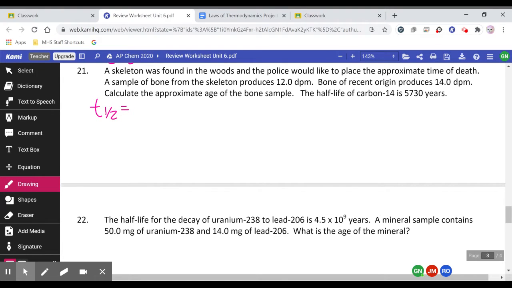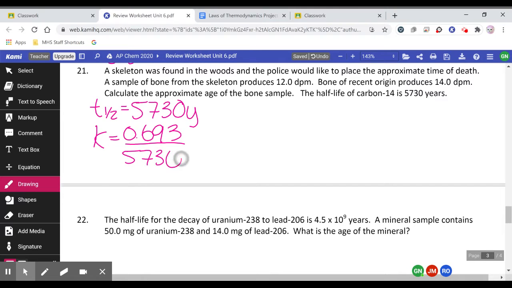is 5,730 years. So we know we're going to need K. Let's go ahead and solve for K. That's the first thing I do anytime I see a half-life given to me, I just go ahead and do that. And so I get a K equal to 1.2094. I left some decimals there, times 10 to the negative 4. And then our unit is year to the negative 1.